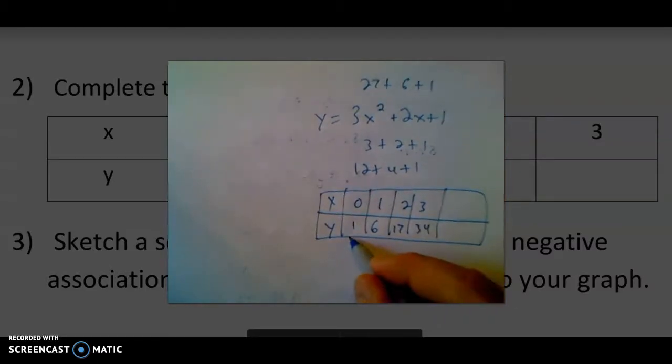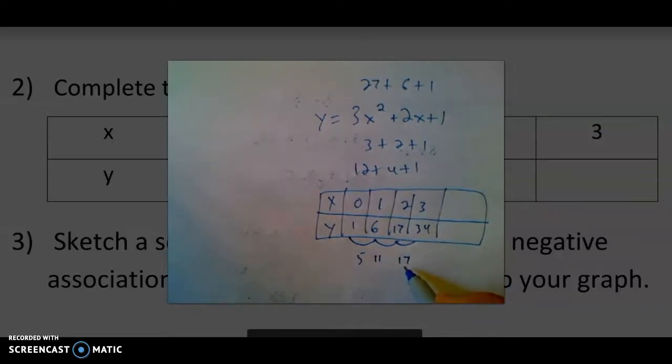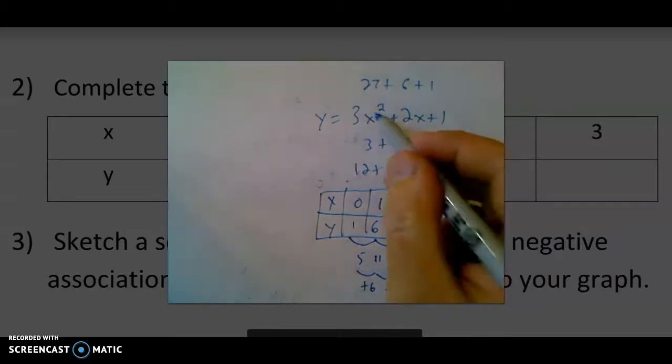And then if I look at the difference, this goes up by 5, this goes up by 11, this goes up by 17. First difference is not the same because it's not linear. Second difference, though, goes up by 6, which shows me that it is quadratic, which of course I knew right away anyway.